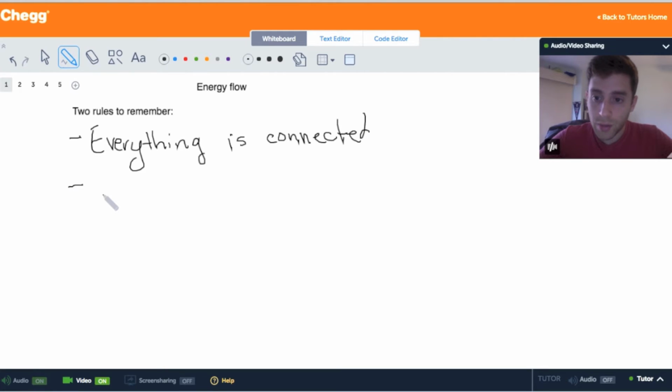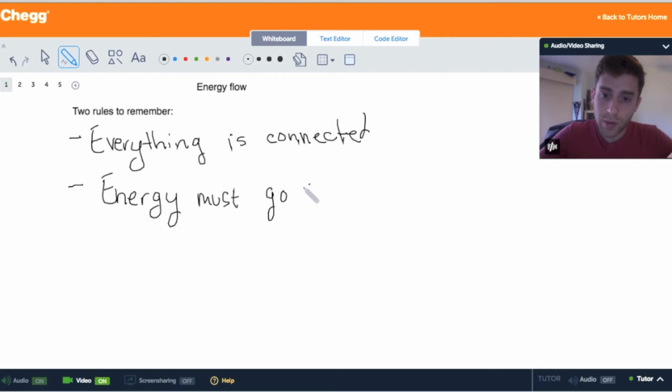And the second rule is energy must go somewhere. And you're probably thinking, well, that's obvious. But it's very important, because when we take in energy, we also put it out. We can put it out in the form of heat where it's unusable, and that's just any heat given off through respiration. So that's unusable energy. But then there's also energy that can be used by other animals or plants.